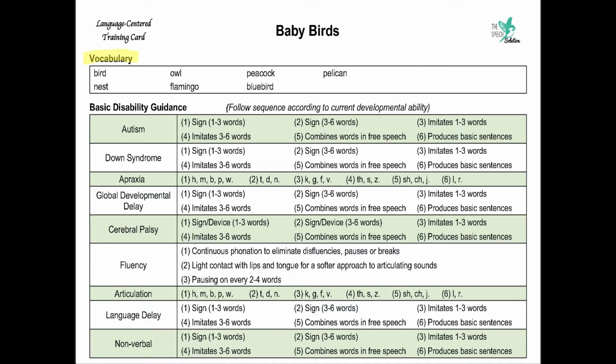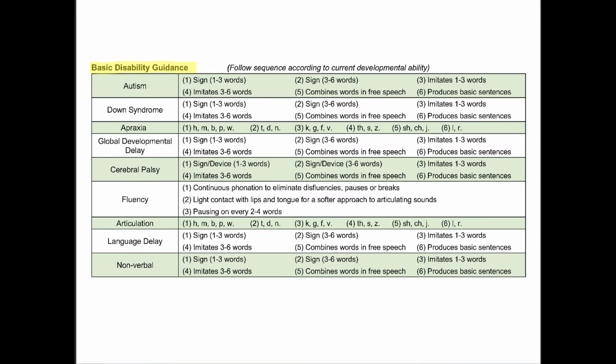The vocabulary words will correlate with the speech activity. The goal is for the children to learn the new vocabulary as they participate in various language activities. And each time you use a new activity, a child will get exposed to new words, so their vocabulary naturally expands. Now, underneath the list of vocabulary words, you will find a reference for basic disability guidance.